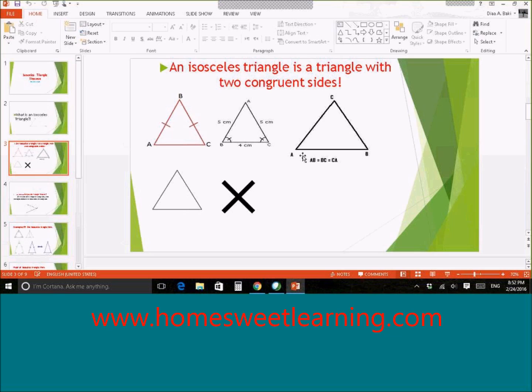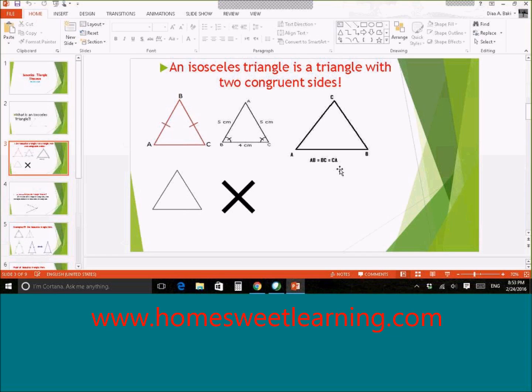There is also another way, a third way, to show that two sides in a triangle are congruent and it is isosceles. As you see in triangle ACB, the third triangle, instead of writing the length of the side or putting the same dash on both sides, we used another way. We wrote below it, AB is equal to BC is equal to CA. So here the three sides are equal in length, not only two.